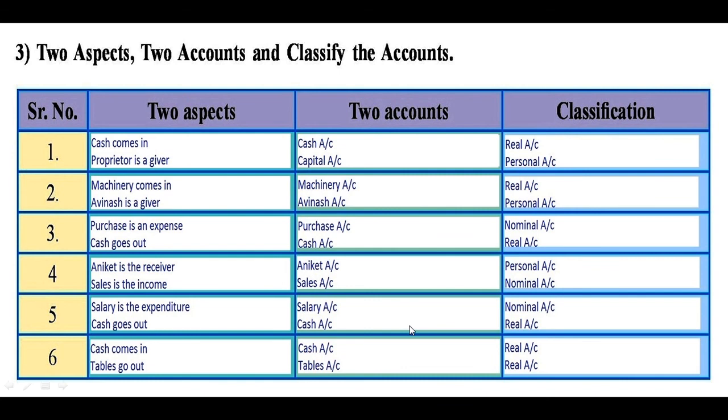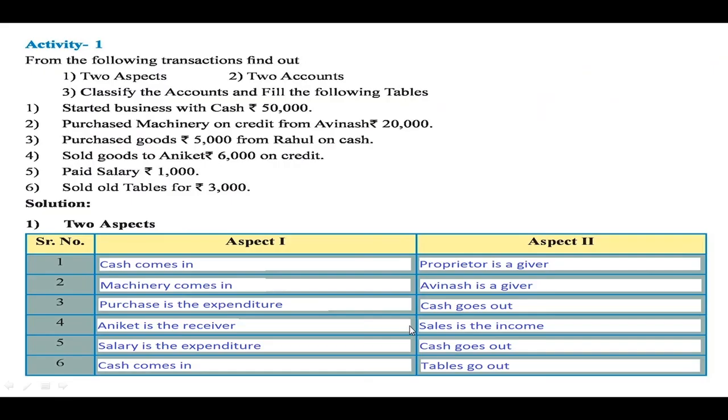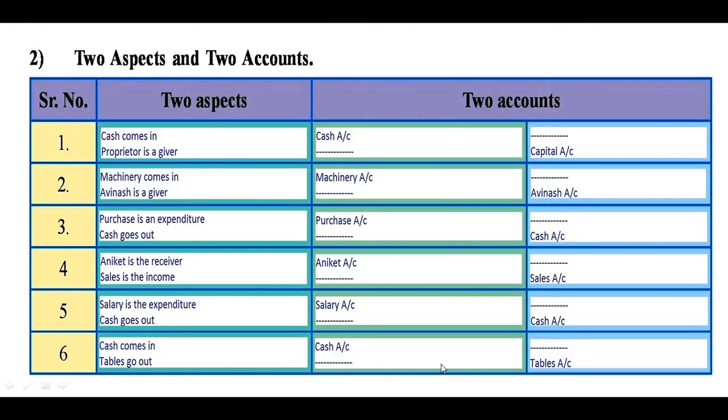Then the last transaction, sold old tables for rupees 3,000. Now here they have not mentioned whether it is sold on credit. So we have to assume that it is the cash transaction. So cash comes in the business. When the tables are sold, tables go out of the business. Now we can identify from this that two accounts which are involved here is the cash account and the table account. These two accounts are involved. We can see and touch cash, and also we can see and touch tables. So both are the real account.